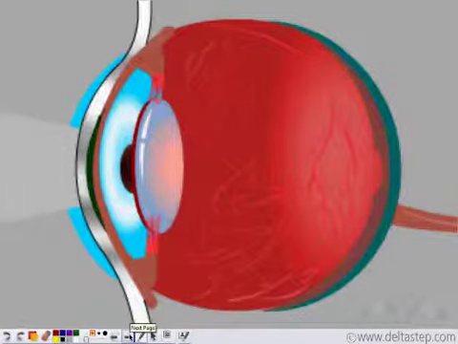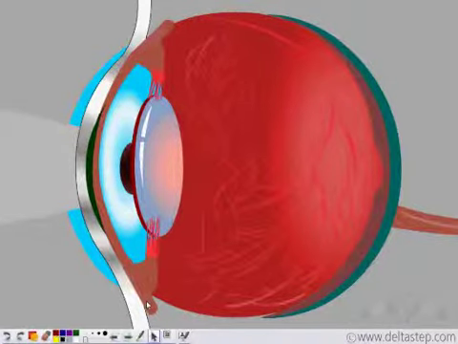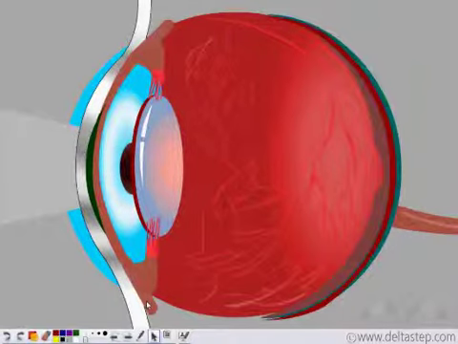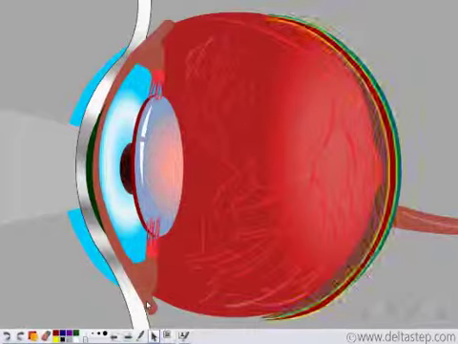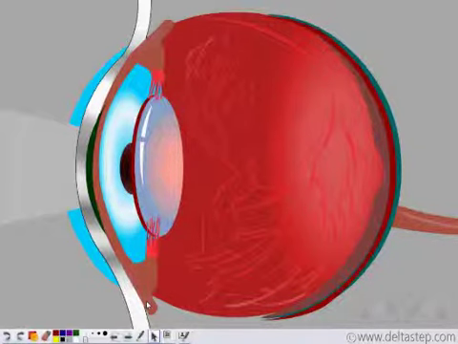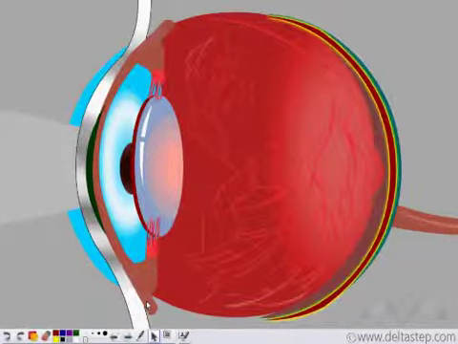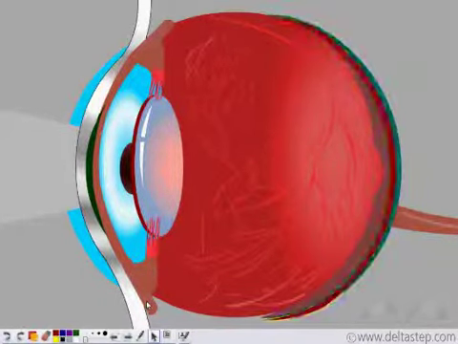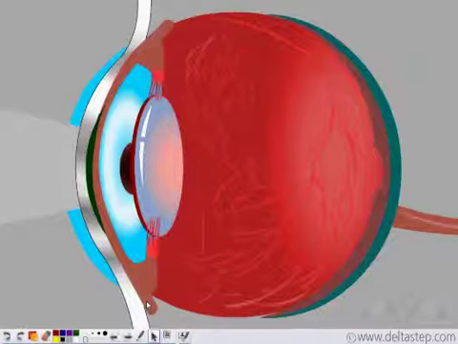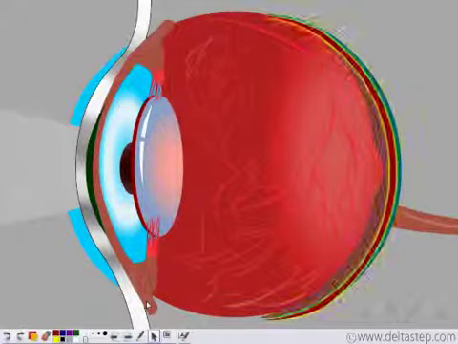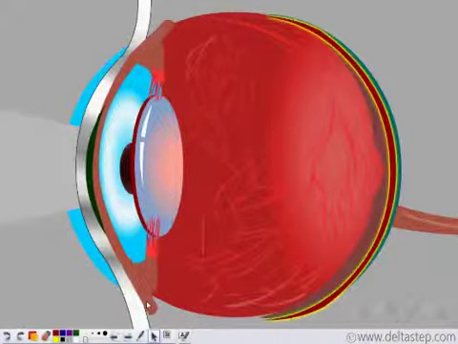I told you that there is a sclera and a retina. So this is the sclera and this is the retina. Now between these two layers is another layer which is highly vascular, or has a lot of blood vessels, and is known as the choroid. The choroid gives nourishment to the eye because it contains the blood vessels. This is the choroid.